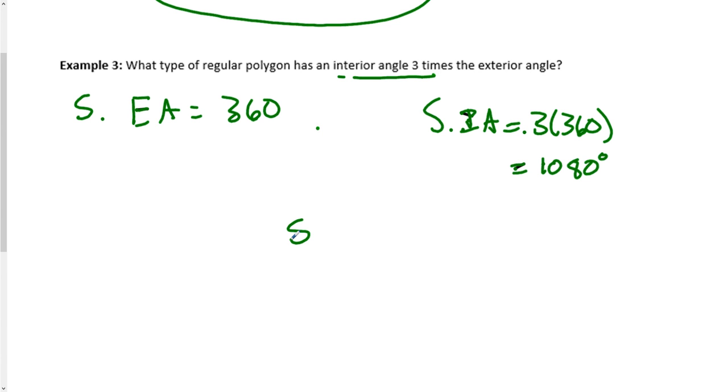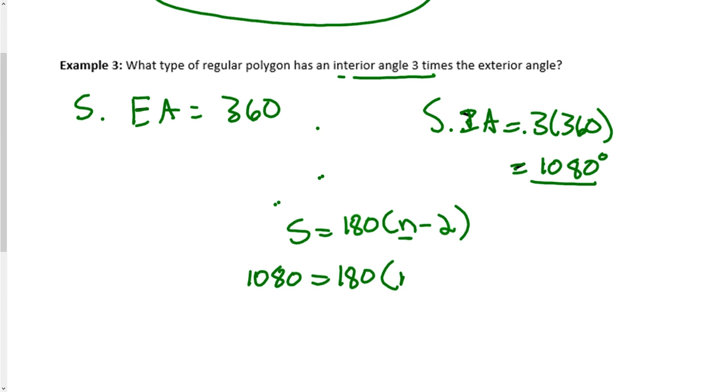Now, if I know that, I also know, based on example 1, that the sum of my angles equals 180 times n minus 2. So if I have my sum, now I need to solve for n. So I would say that 1080 equals 180 times n minus 2. So what I'm going to do here now is solve for n. So I'm going to take 1080, and divide both sides by 180.